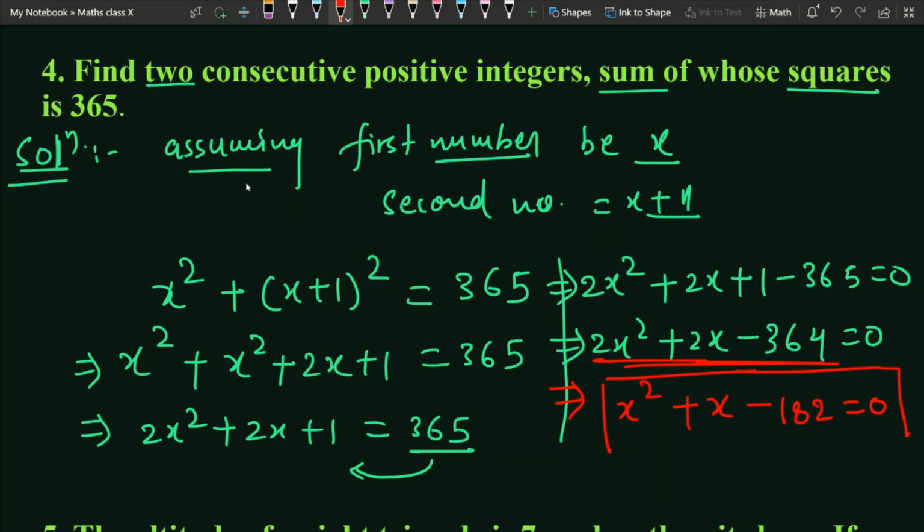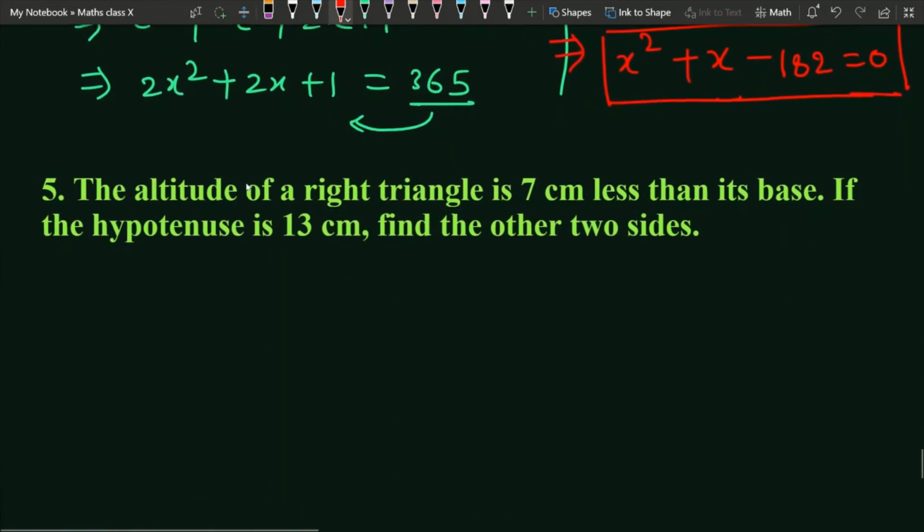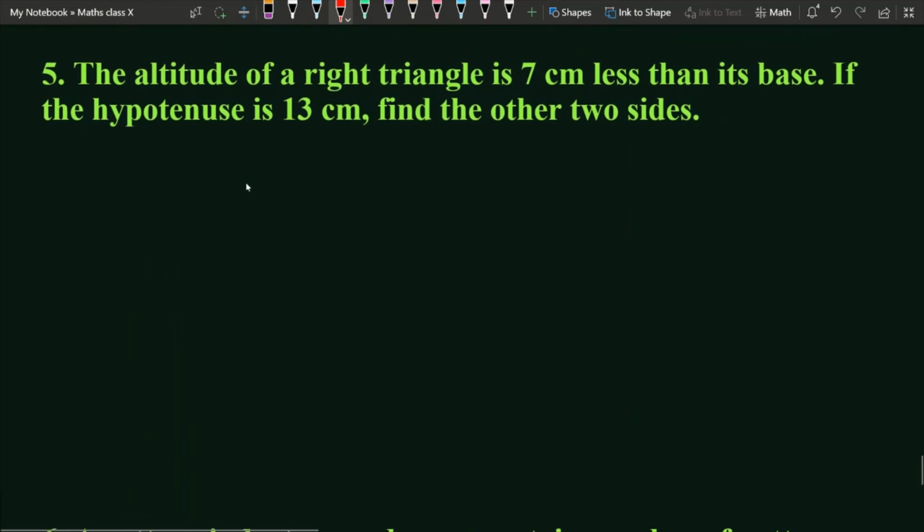Otherwise, it will be very difficult to solve the question if you search for two numbers with 364 multiplied by 2, you think how much it is. So now you can solve this question. x square plus x minus 182.